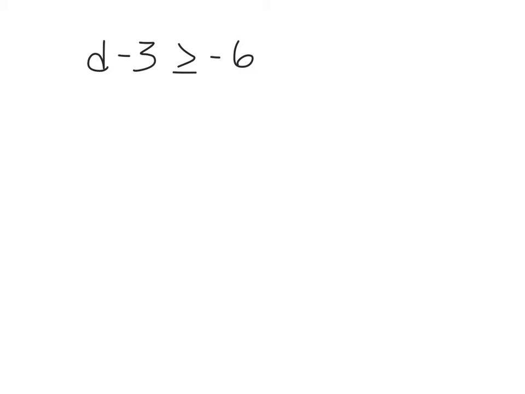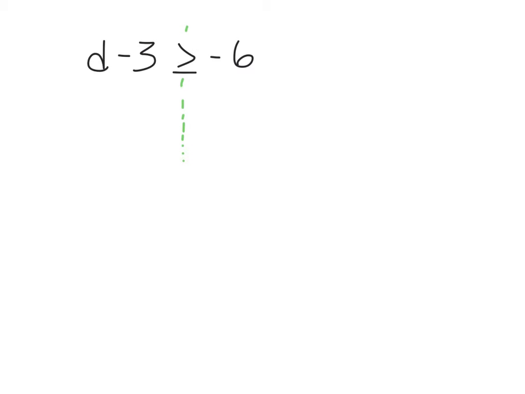Here we have the inequality d minus 3 is greater than or equal to negative 6. Now, just like our other inequality, that greater than or equal sign is sort of the divider between these two sides. The left side is always going to be greater than or equal to the right side. And just like before, we're going to use inverse operations to isolate this variable. We're still trying to isolate the variable. It just happens to be an inequality instead of an equation.